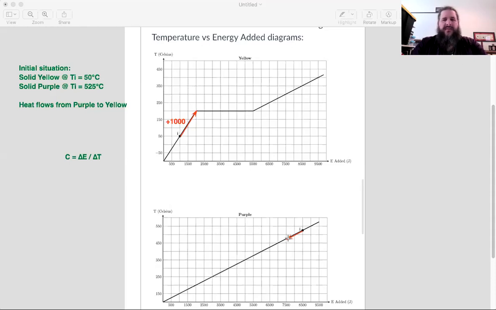Since they're not at the same temperature yet, heat is going to continue to flow. Yellow is going to continue to gain energy. Purple is going to continue to lose energy. Let's try just going forward in 1,000 joule increments. Yellow gains 1,000 joules. Purple loses 1,000 joules. Are they now at the same temperature?